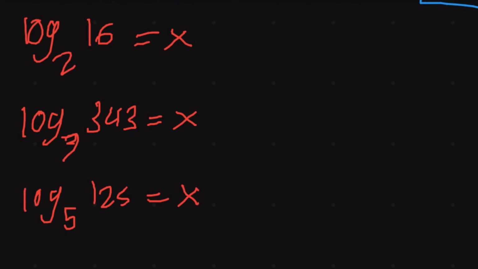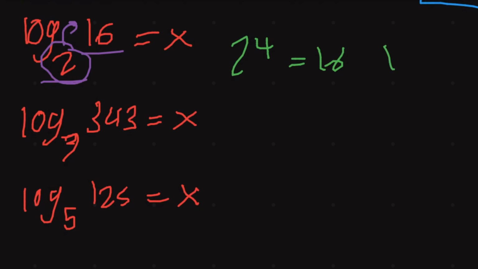Try to pause the video and try these problems on your own, and we'll come back and solve them. Assuming you've now solved these problems, let's evaluate them. In the first example, the base is 2, the output is 16. It's asking what power do we need to raise 2 to in order to obtain 16? Well, we know that 2 to the 4 is equal to 16, which means x is equal to 4.